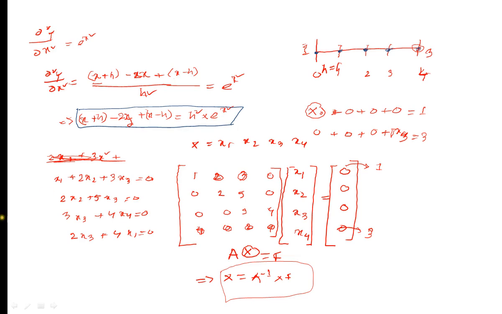Okay, let's transform this system of equations to a matrix form. So how can we do that? Okay, let's go to the next slide. So our equation is here: x minus h, minus 2x plus x plus h, is equal to, so x plus h should be x squared e to the power x squared, and our domain is something like that.